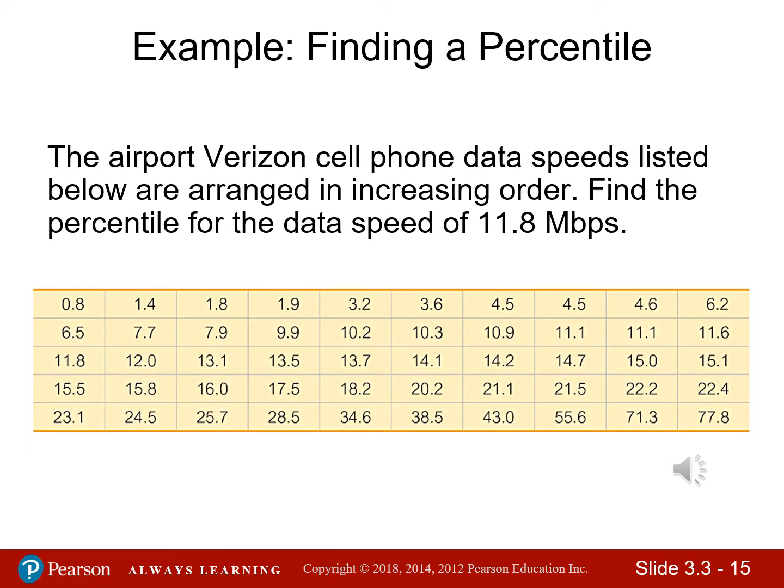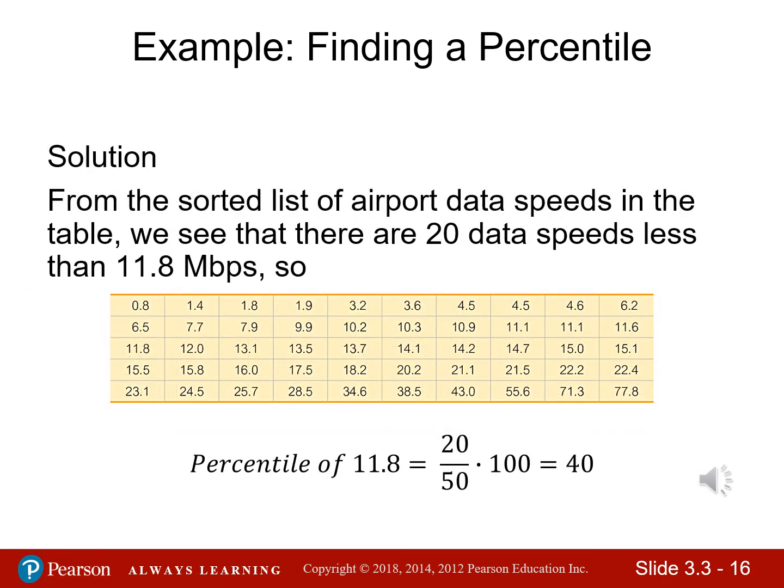The table presented here displays the 50 Verizon data speeds listed in Dataset 32 in Appendix B of this textbook. For this example, we have arranged the cell phone data speeds in increasing order. So let's find the percentile for the data speed of 11.8 megabits per second. From the sorted list of data speeds in the table, we see that there are 20 data speeds that are less than 11.8 megabits per second.